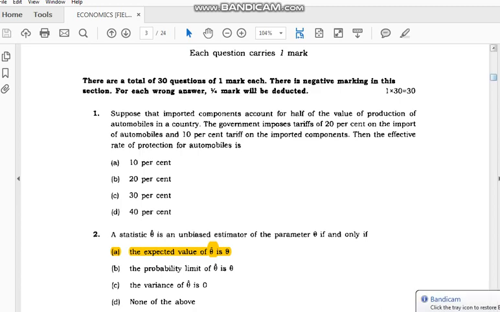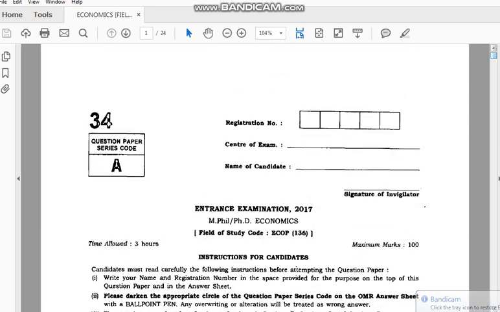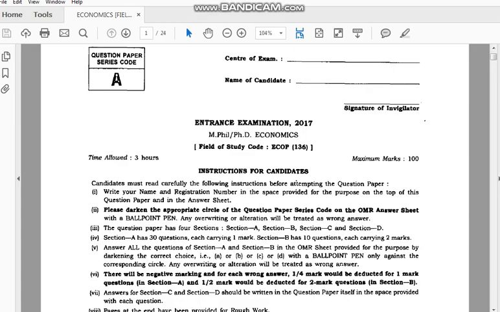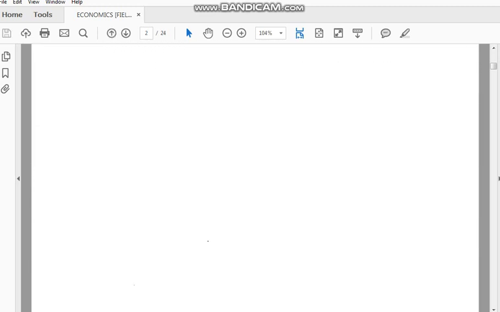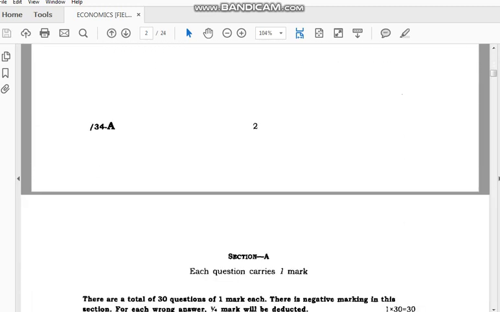So today we will discuss this entrance question of JNU for MPhil and PhD in economics. So the question paper consists of three parts: part A, part B, and part C. So I will discuss each section one by one.